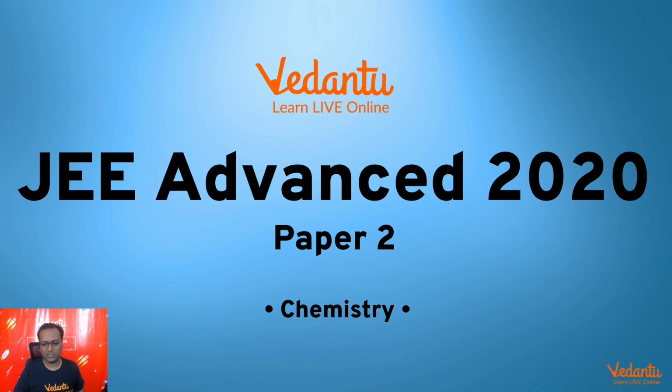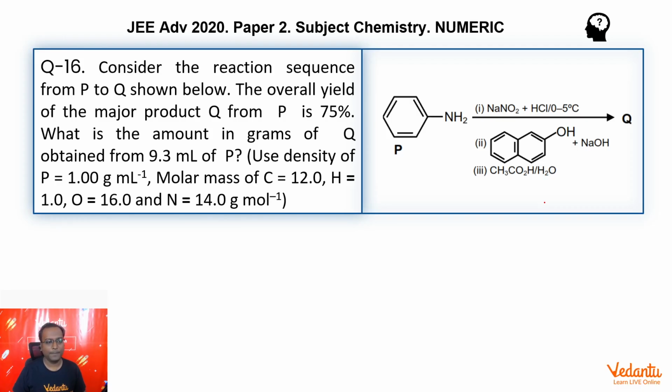Today we are going to talk about JEE Advanced 2020 Paper 2 and question number 16. It's a numeric type question, so be careful of calculations, and be as accurate as you can. Consider the reaction sequence from P to Q shown below. The overall yield of the major product Q from P is given to us. What is the amount in grams of Q obtained from this much ml of P, and there is some data given. We also have some organic reaction given to us so that we can find Q. Okay, let's first come to our question.